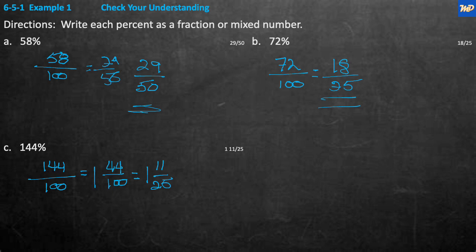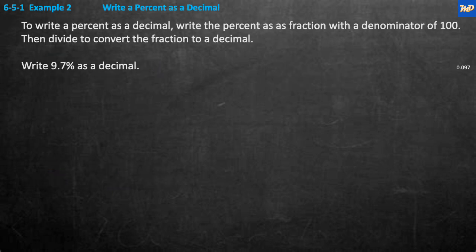Those are all basically acceptable, but they want it in fraction or mixed number form. So here we're giving it to them, all of it. Here we go. Example 2: write a percent as a decimal. Let's see what this talks about here.